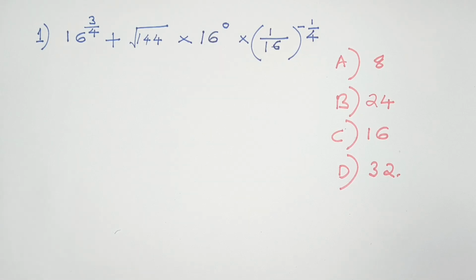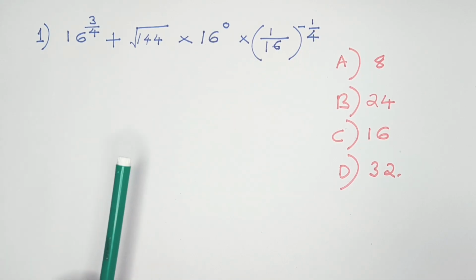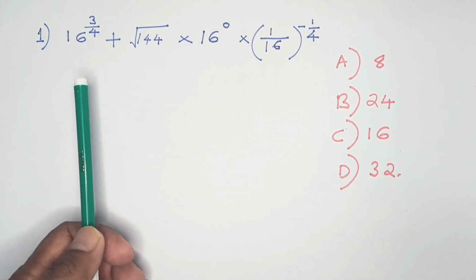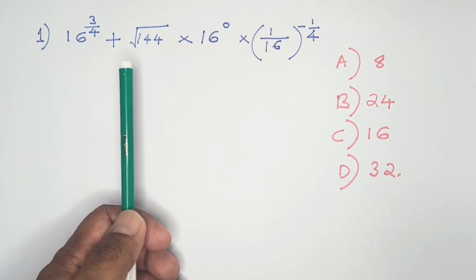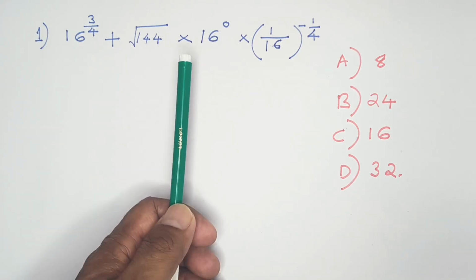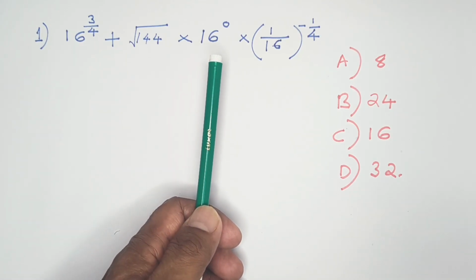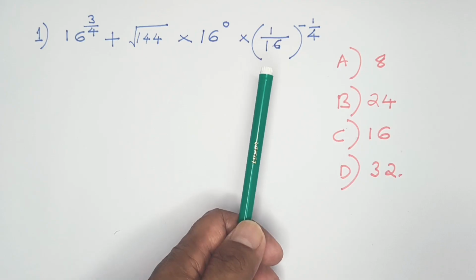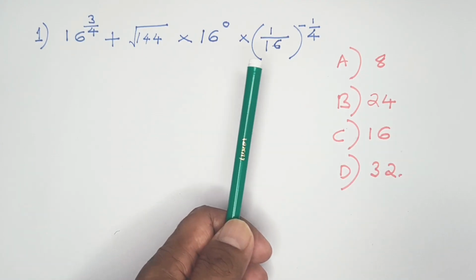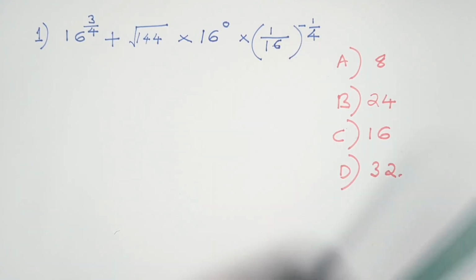Hello everyone. We are solving a few numerical expressions in Surds and Indices from the previous year's question papers of Staff Selection Commission and banks. The first question is 16 to the power of 3 over 4 plus square root of 144 multiplied by 16 to the power of 0 multiplied by 1 over 16 the whole to the power of minus 1 over 4. These are the four options given.